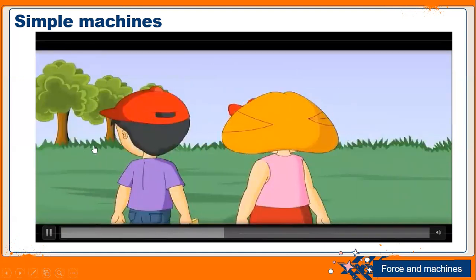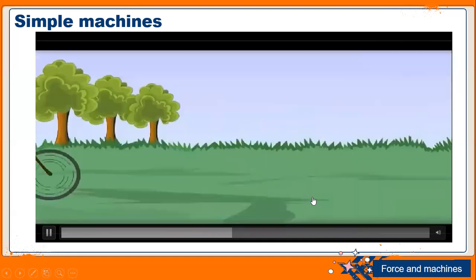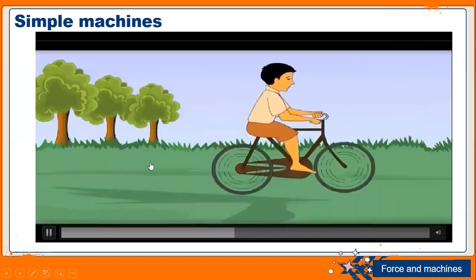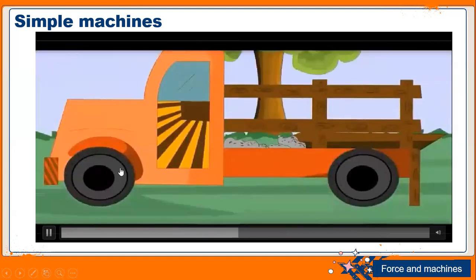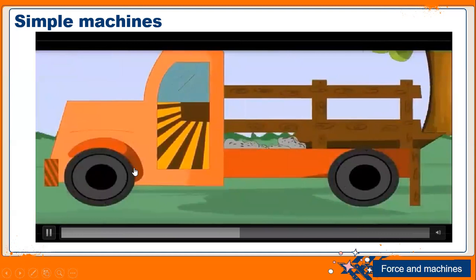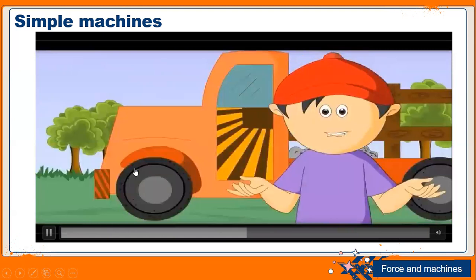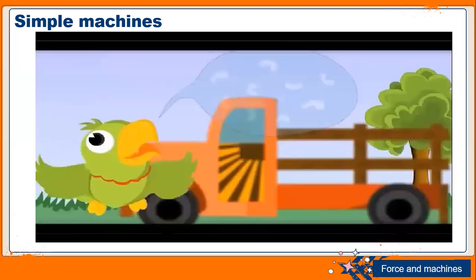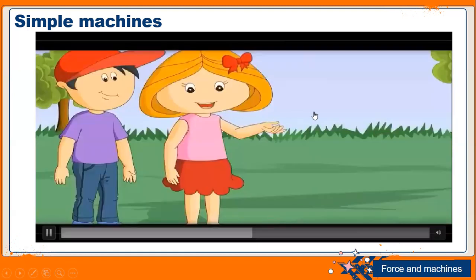Whoa, did you see that? How fast he went. We are going on foot. He was on a cycle. Yes, a cycle also travels fast because of its wheels. See this tempo. So, wheels help to travel and carry loads. So, wheels are also simple machines. Wheel!